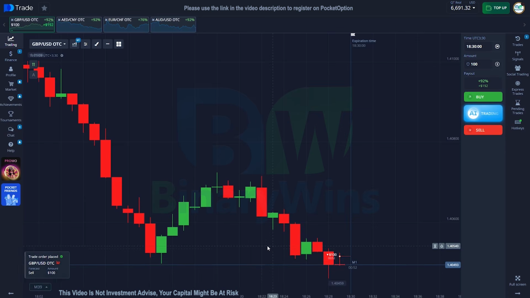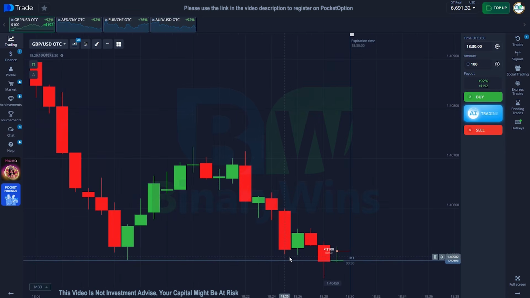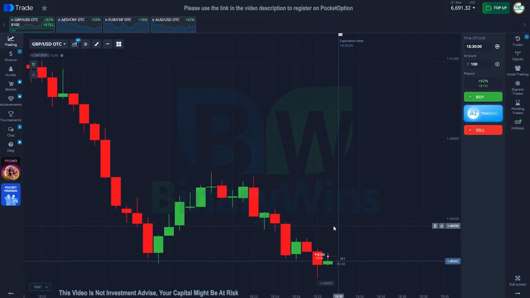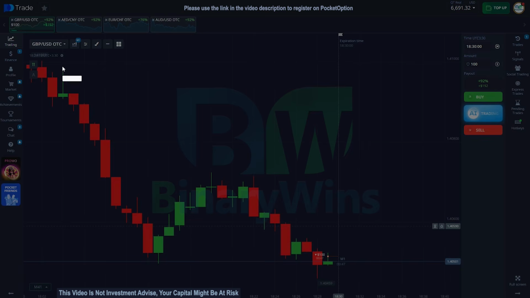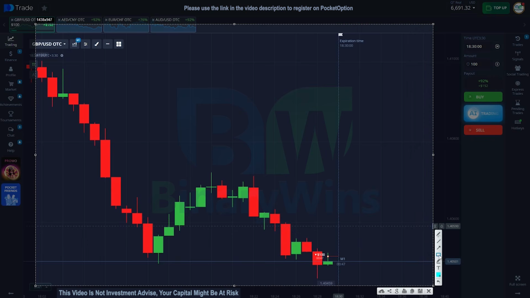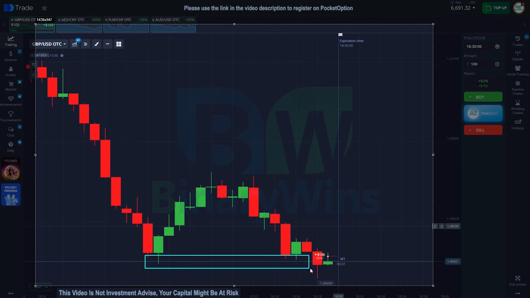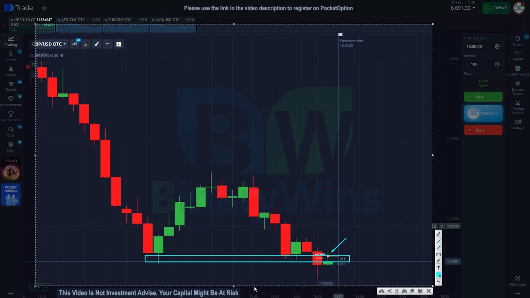I entered the lower trade with a margin of safety. If you look, on the left side, we have an effective level. I first waited for the candle to show rejection from the left side level, then I entered the trade.